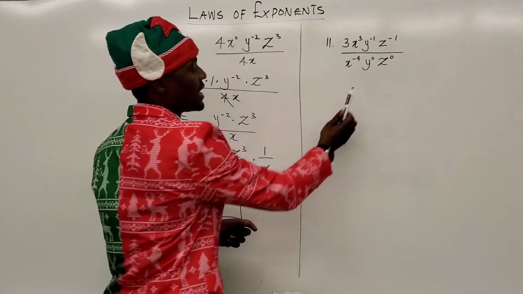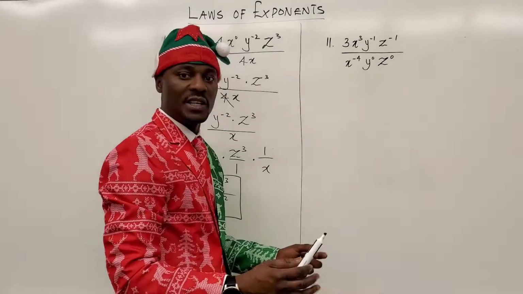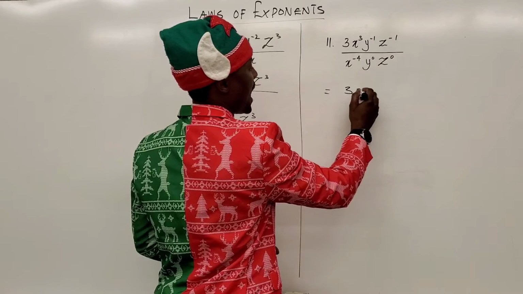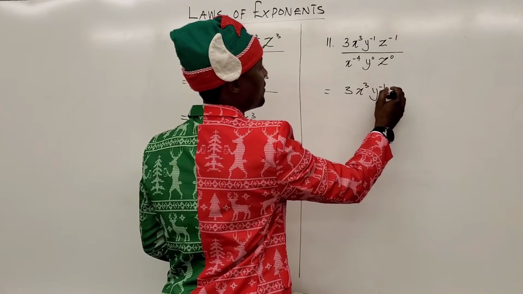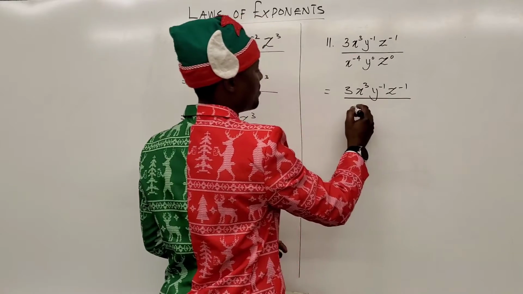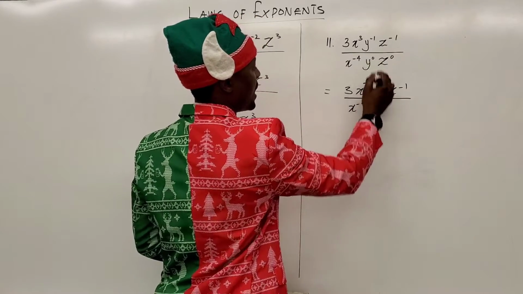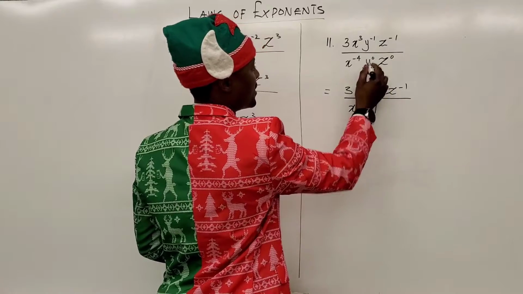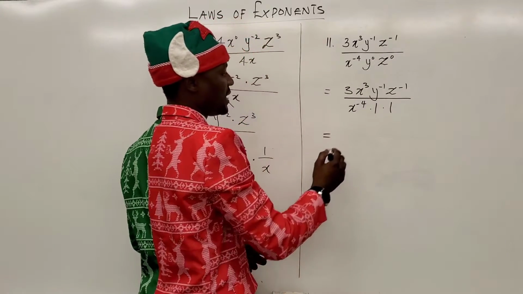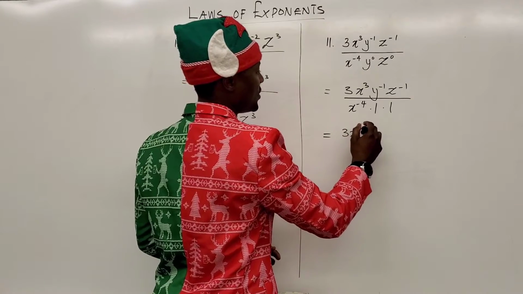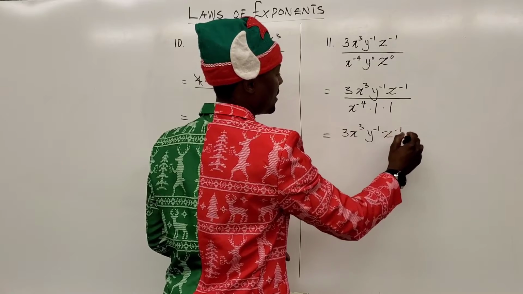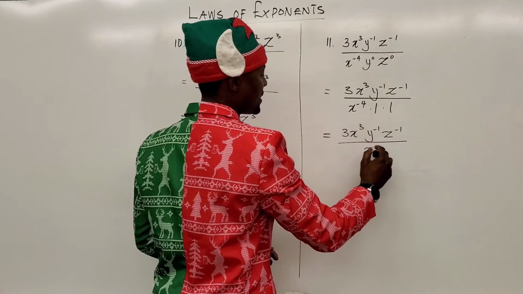So in this case, well, I see 2 of these here. Well, that makes your work easier. Just go on and convert them into ones. That's 3x cubed y to negative 1, z to negative 1, divided by x to negative 4. This is times 1 because this is 1, and this will become 1 also. So at the end of the day, we have 3x cubed y to negative 1, z to negative 1, divided by x to negative 4.